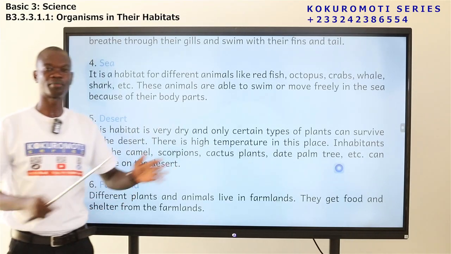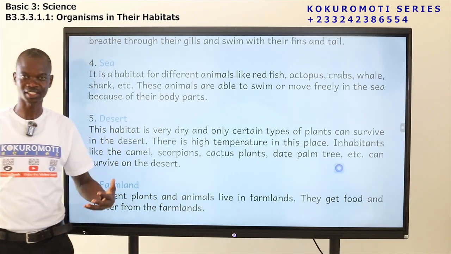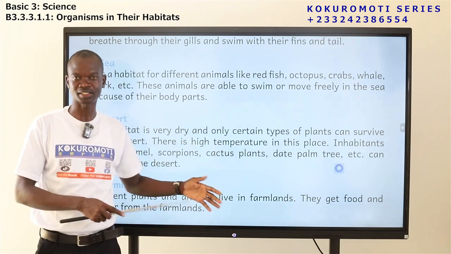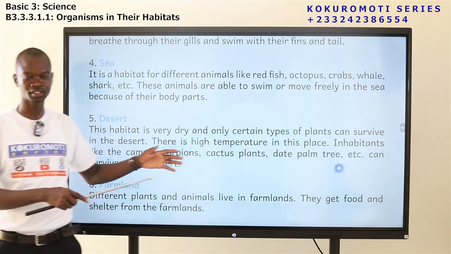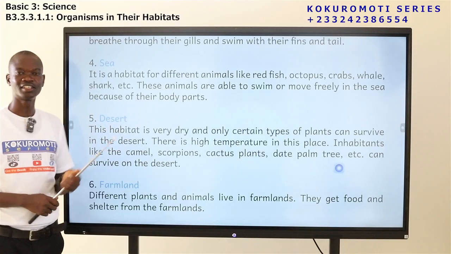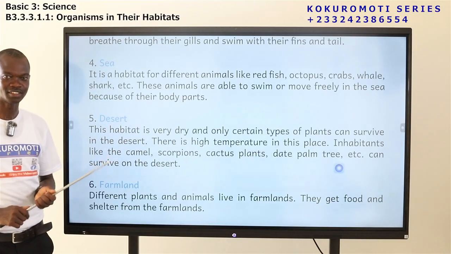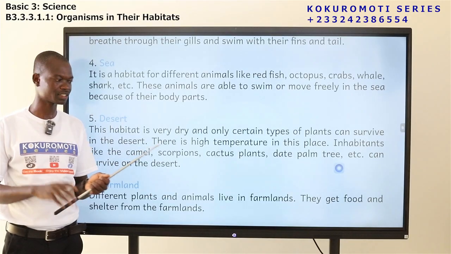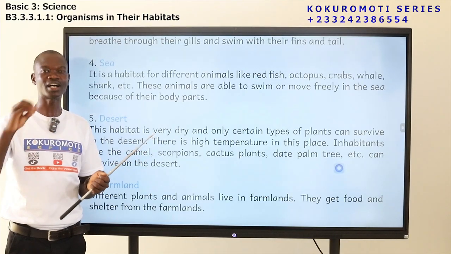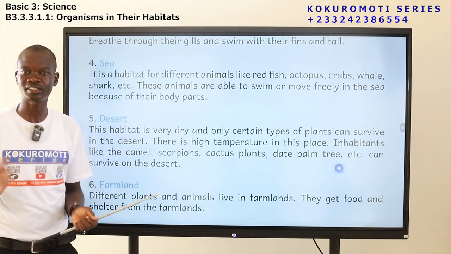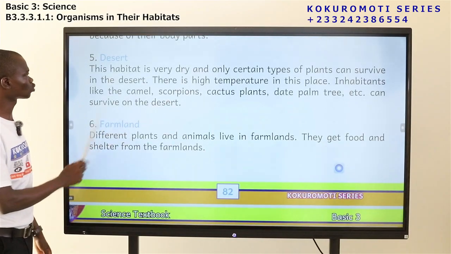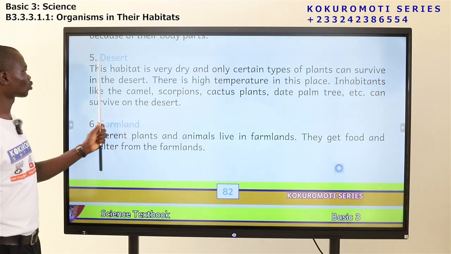So animals live in a place because they have features that help them to survive in those places or in those areas. Very good. So the sea, not all animals can live in the sea. But there are some animals that, apart from the sea, have no other place that they can live. The next habitat is what?